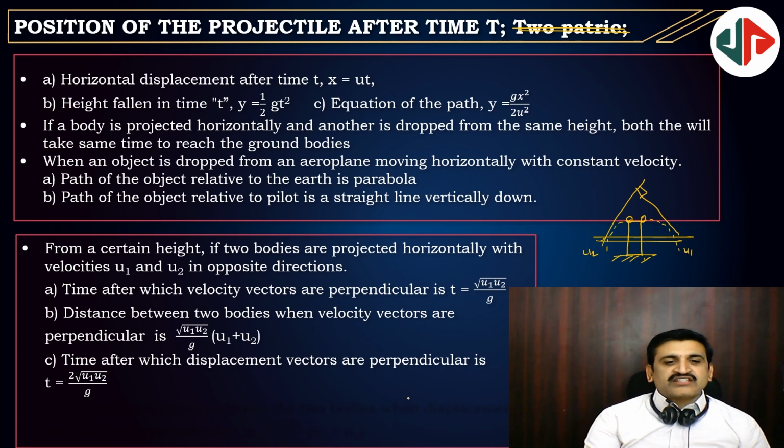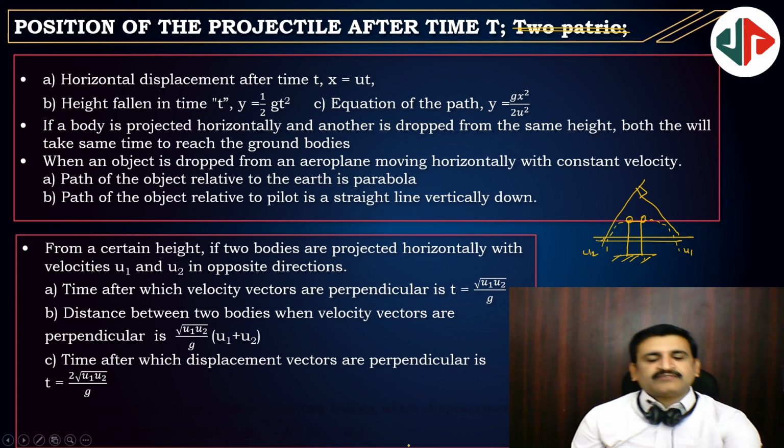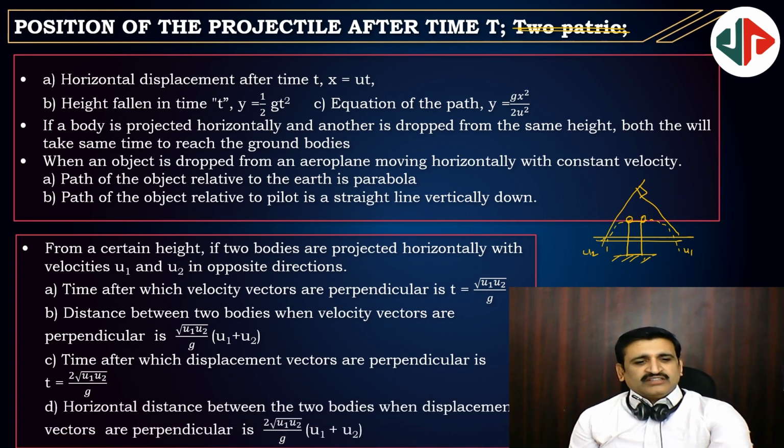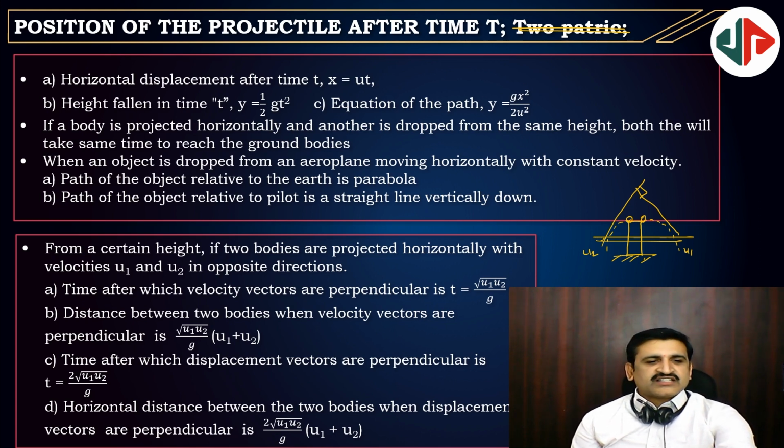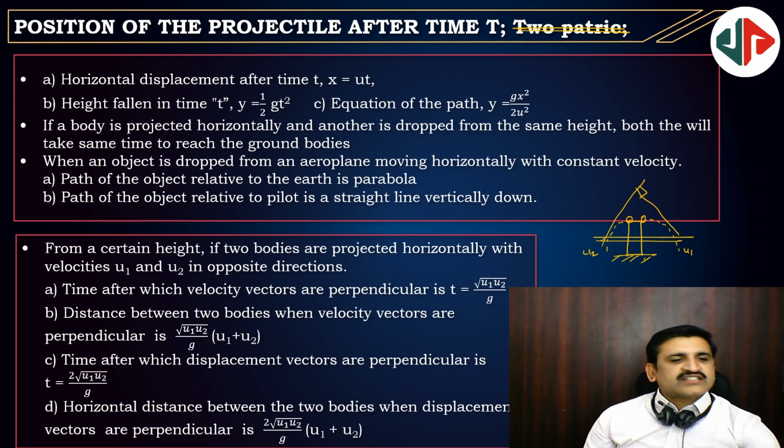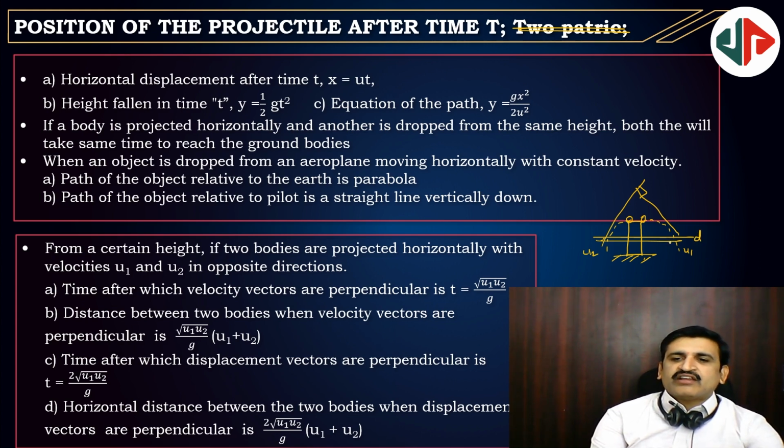The time after which displacement vectors are perpendicular is also root u1 u2 by g. Then the horizontal distance between two bodies when displacement vectors are perpendicular. What did he ask? Total distance in the first one. Okay, the first one is total distance. This is point d, and one can be here and one can be here. So this distance can be point b. The horizontal distance is d.